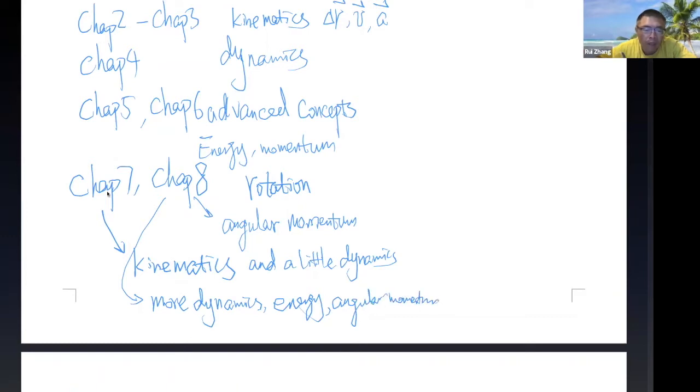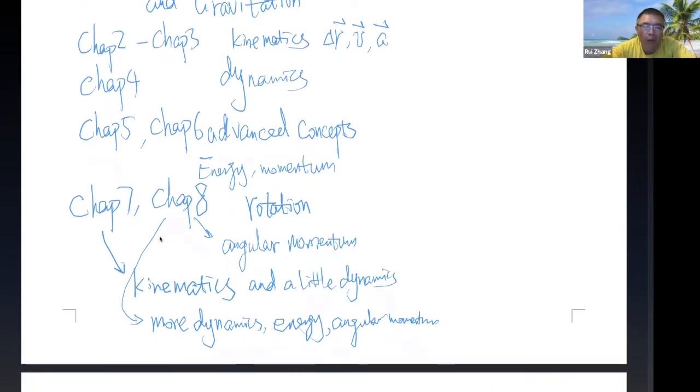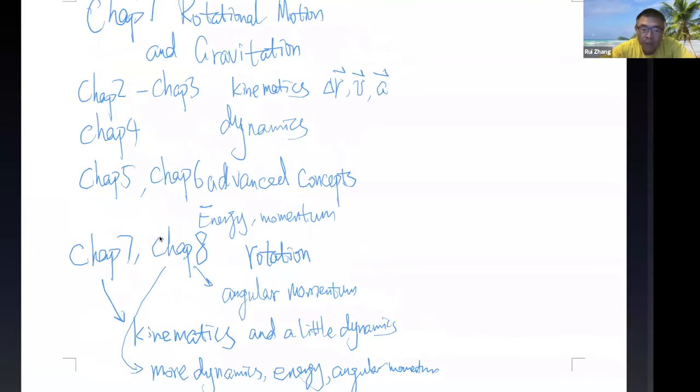So in some sense, chapter 7 is like chapters 2 and 3 and a little bit of chapter 4. And chapter 8 is like a little bit of chapter 4 and then chapters 5 and 6. So it's repeating the whole cycle again. Because of this, although the material is new, these two chapters are not terrible to absorb, because we're doing similar things as before. The idea and logic aren't totally new. So I hope you feel a little better about these two chapters. So let's get started.